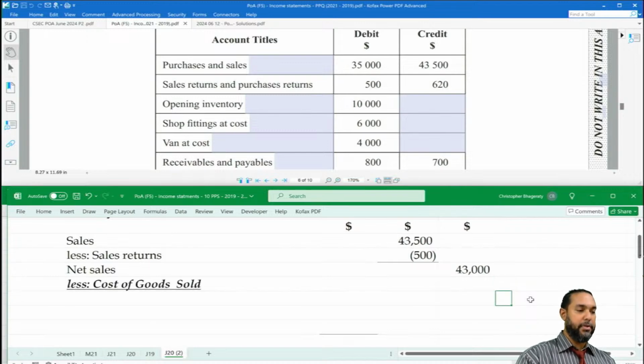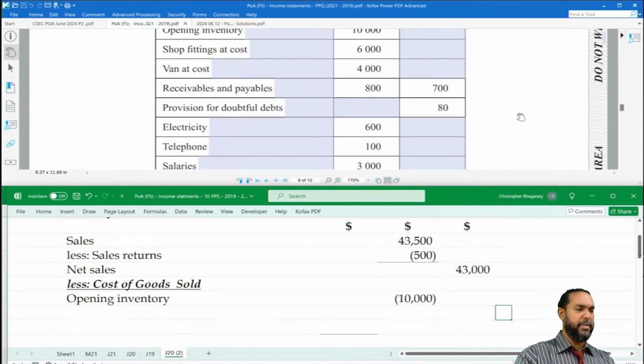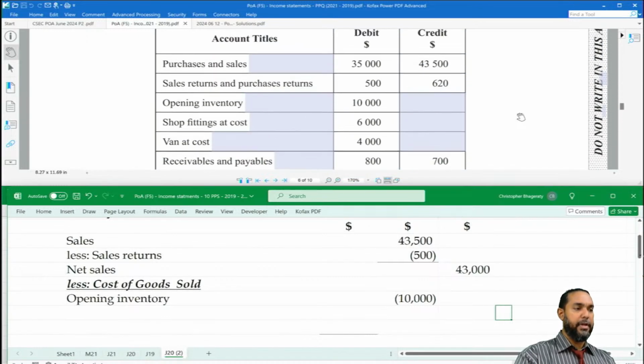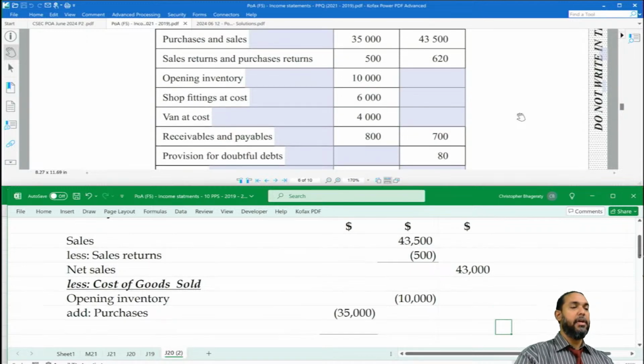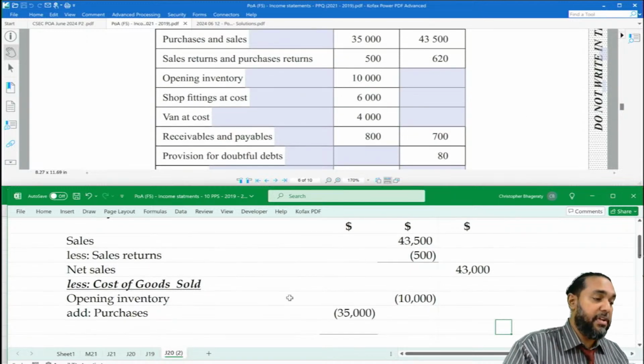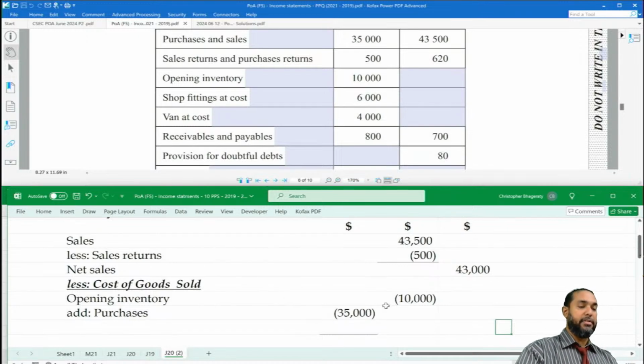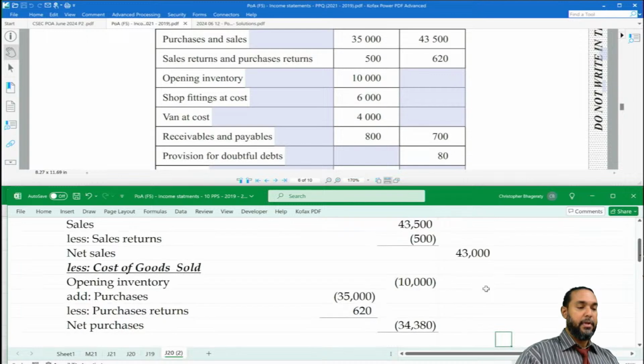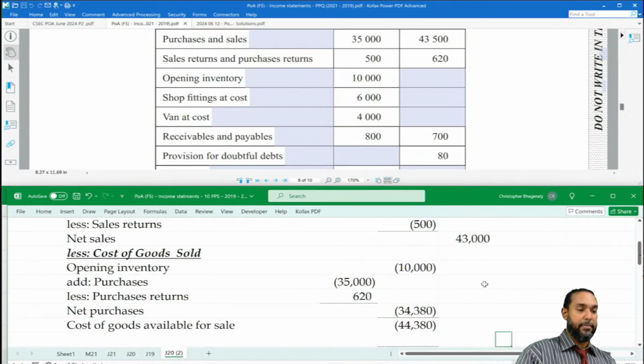Now we have to figure out the cost of goods sold or cost of sales, right? That starts with the opening inventory. And we have purchases, and no, we don't have any carriage inwards. So that's going to start with the purchases, and you have to minus your purchases returns. Just like how you subtracted sales returns from sales, you're going to subtract purchases returns from purchases. That's going to give you what you call net purchases. Just like how sales minus sales returns is net sales, purchases minus purchases returns is net purchases. We add that to the opening inventory to give us the cost of goods available.